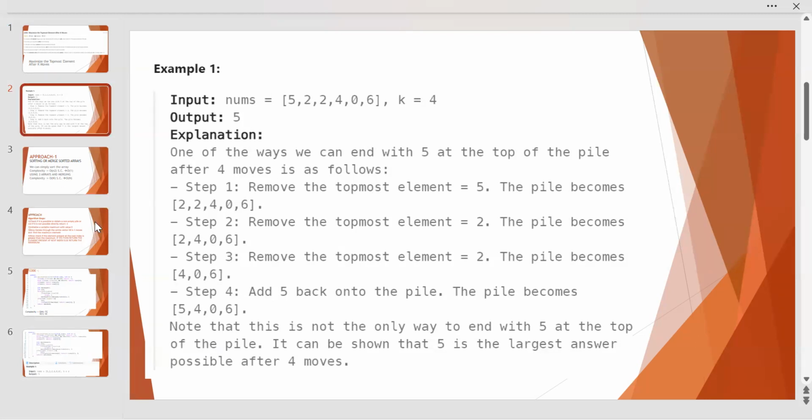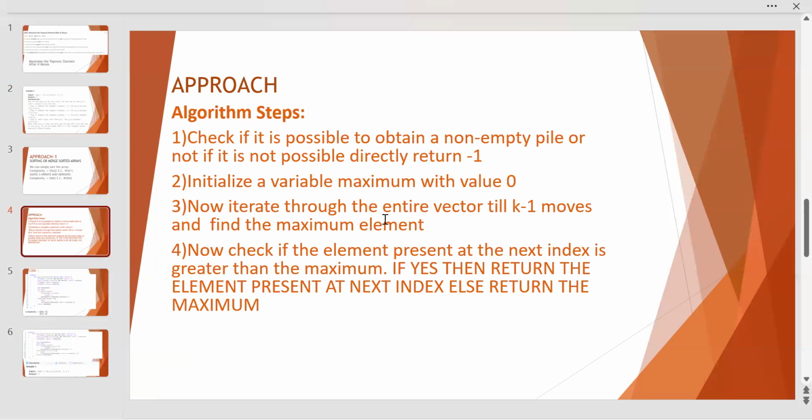So let us now see the approach of the question. The very first step that we are going to do is check if it is possible to obtain a non-empty pile or not. If it is not possible, then we will directly return -1. If it is possible, then we will initialize a variable maximum with a value of 0. Now we will iterate through the vector till k-1 and find the maximum element.